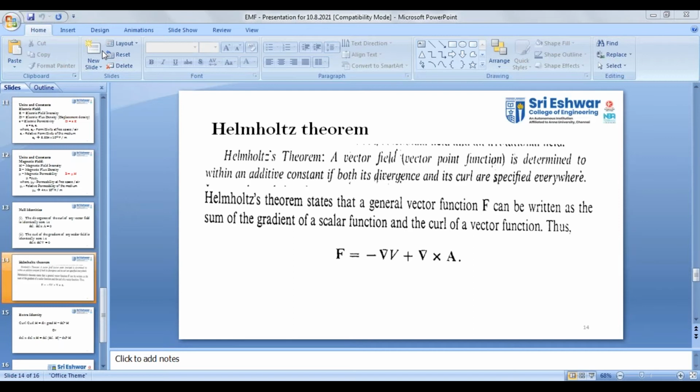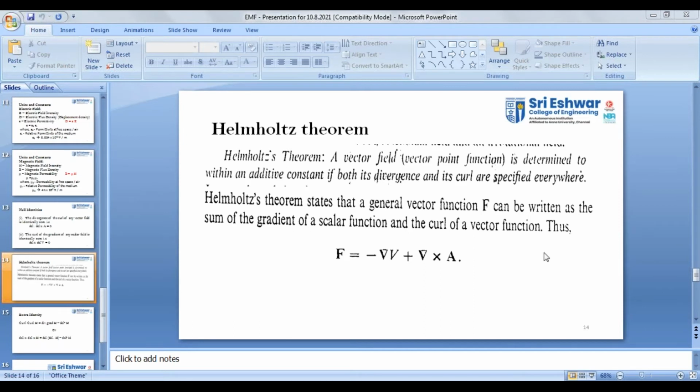Another statement is that the general vector function f can be written as the sum of the gradient of a scalar function and the curl of a vector function. Thus, I can write f is equal to minus del V plus del cross A, where A is the vector and del V is the gradient. You got this particular point? This is what I am going to call the Helmholtz theorem.